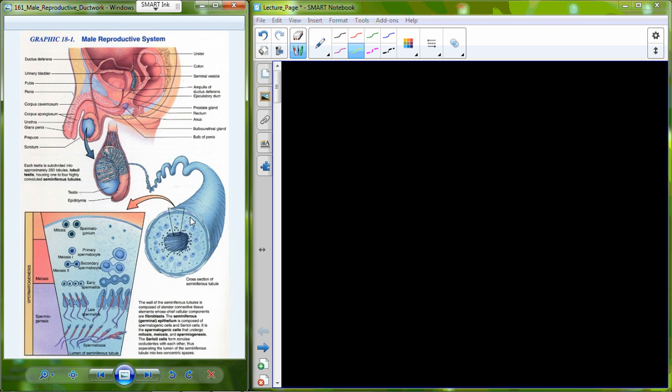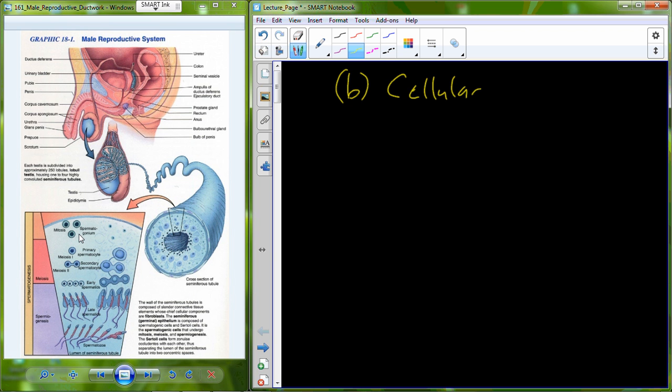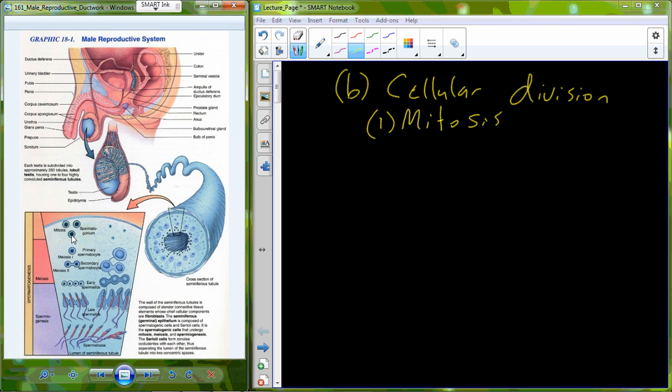So we're going to take that undifferentiated cell, and that undifferentiated cell is going to go through a series of cellular divisions. We're going to start out first with mitosis. So the spermatogonium undergoes mitosis. And really, we have a population of spermatogonium that are going to enter into this process from a larger population. Now, mitosis, if you think back to some of the stuff that we've already discussed, always ends with the same number of chromosomes in the original cell. It just is the process where we can multiply additional cells.